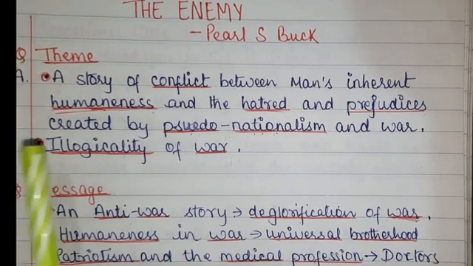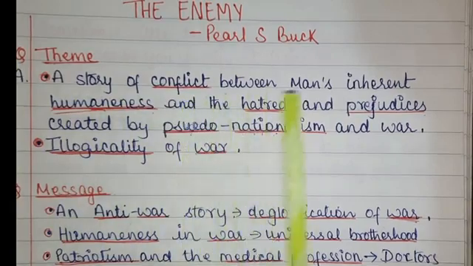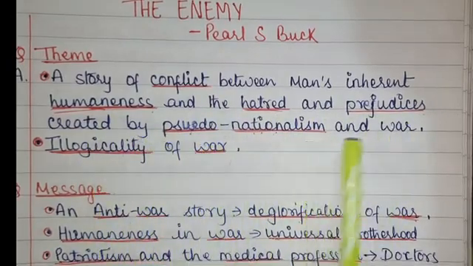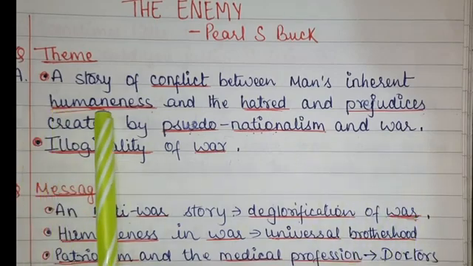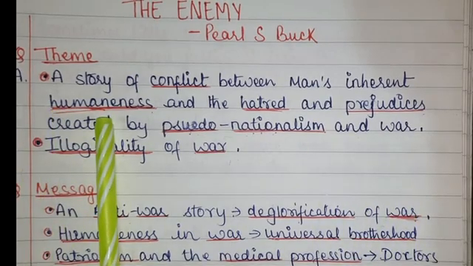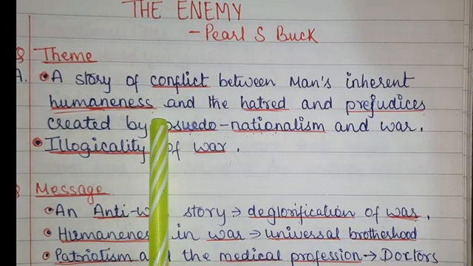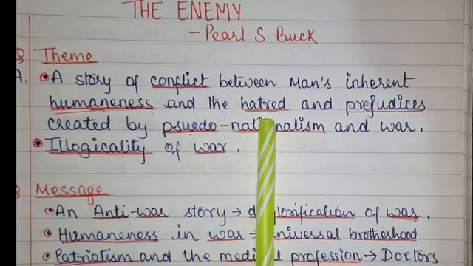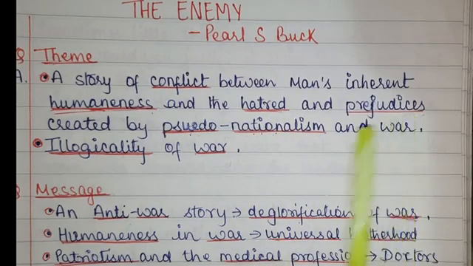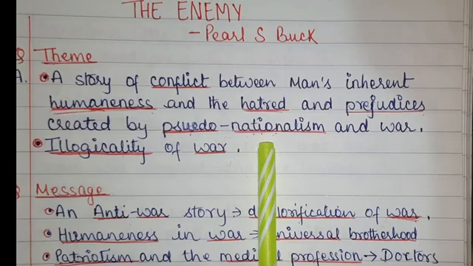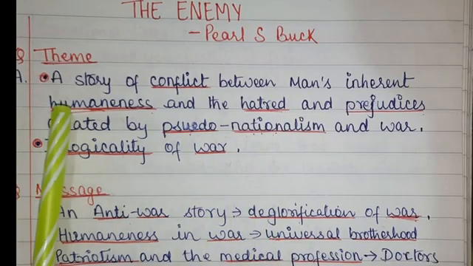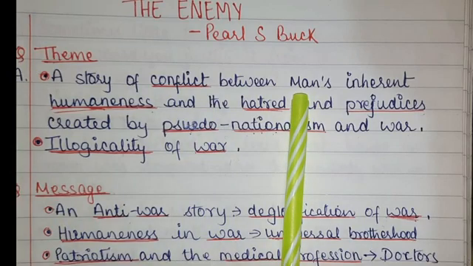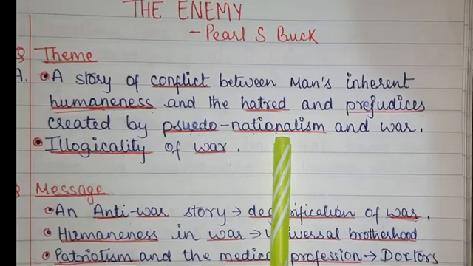The theme of the story is the conflict between man's inherent humanness and the hatred and prejudices created by pseudo nationalism and war. Here you need to understand that humanness is there in human beings already when they are born. But as they grow, what happens? Because of the environment that they grow in, they create hatred against people. They have prejudices about their nationalism. They segregate themselves from the rest of the world. Therefore, the problem crops up. So the theme is the conflict of man, and then we find conflict because of nationalism.